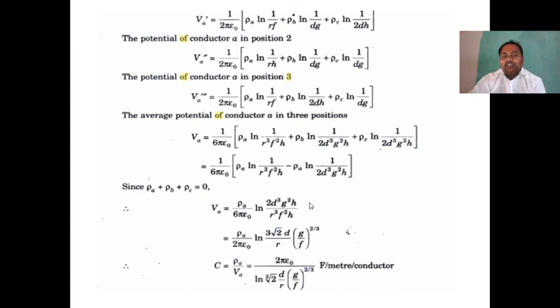A number of equations we have solved. Rearrange the equation carefully. Definitely we get capacitance C is equal to rho A by VA, which is equal to 2 pi epsilon naught over log of cube root of 2D G by R F, whole power 2 by 3, farad per meter per conductor. So this is the expression in farad per meter per conductor.